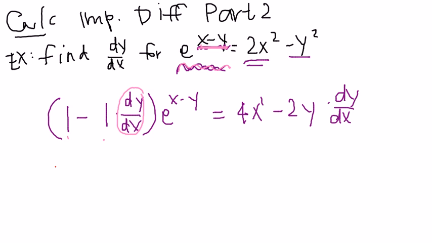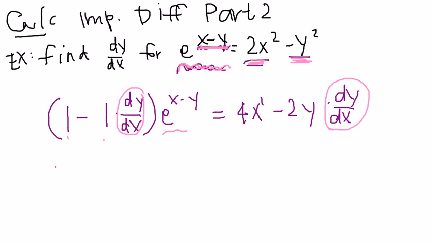And then let's take the derivative of the outside function. Well, e to the x is a special function where the derivative is itself. That's why it's just e to the x minus y. And it's equal to the right side. Take the derivative of this. Well, that's 4x. Take the derivative of this. Well, it's minus 2y. But since I took the derivative of y, I should include this dy over dx.